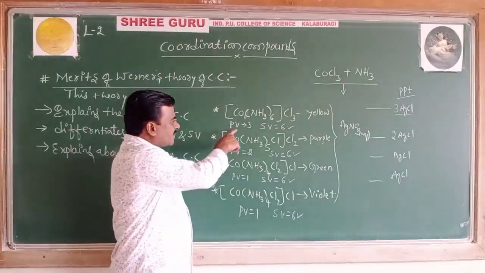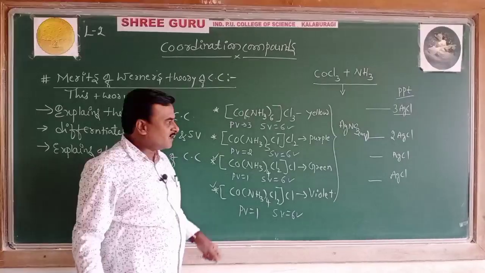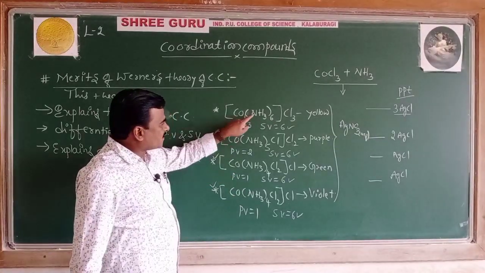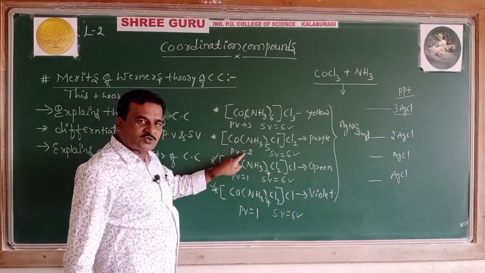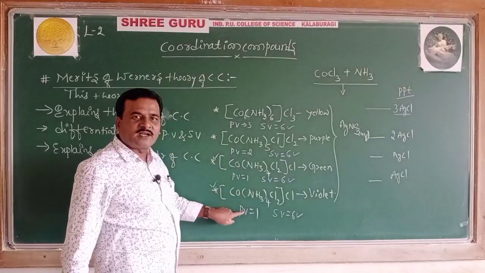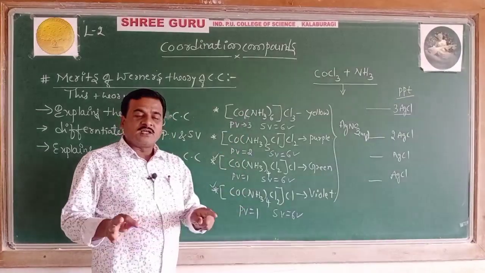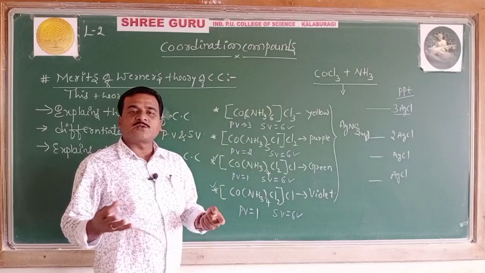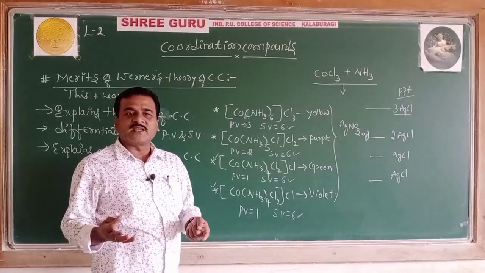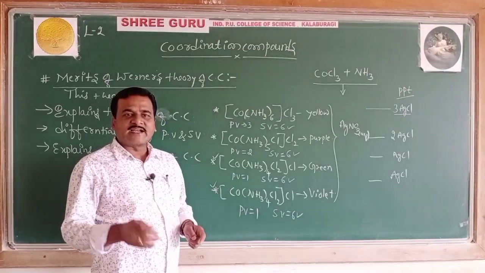What about the primary valency? The primary valency is variable. See, the primary valency in the first complex is 3, while in the second it is 2. In the third and fourth it is 1. So this is what Werner could explain, differentiating between the primary valency and the secondary valency.